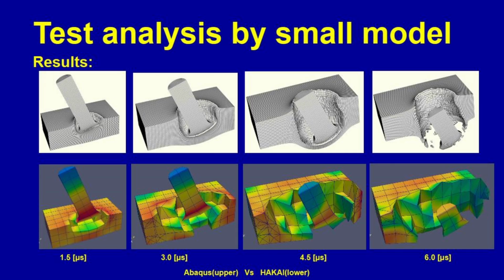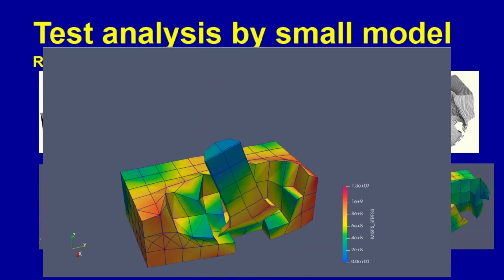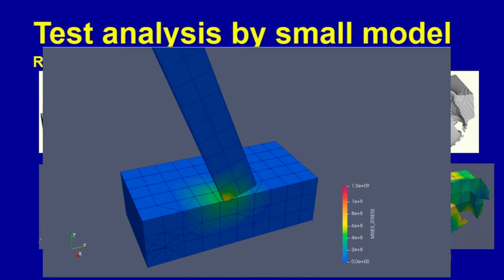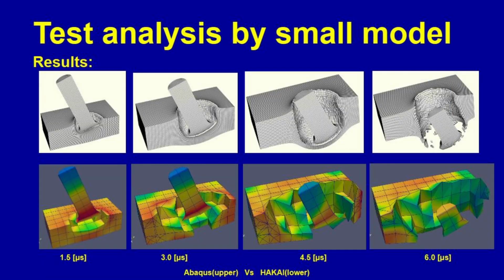I show you the result of the test analysis. This is the animation of deformed shape. And these images show the deformed shapes at each analysis time. The upper images show the result of Abaqus, which are given by the Abaqus document webpage. The lower images show the result of the HAKAI solver. If I roughly evaluate, I think it shows almost good coincidence.